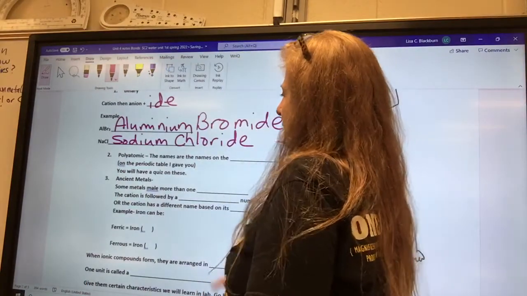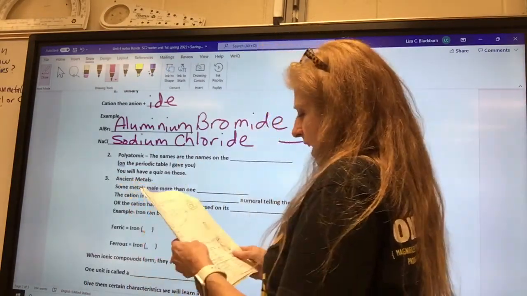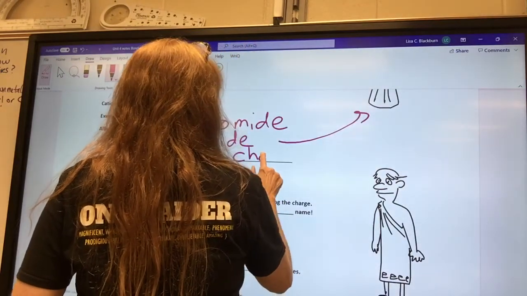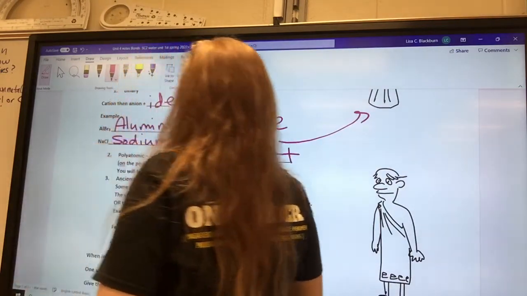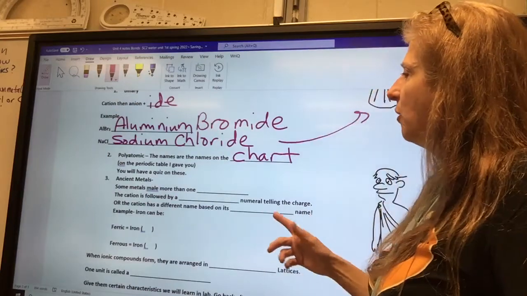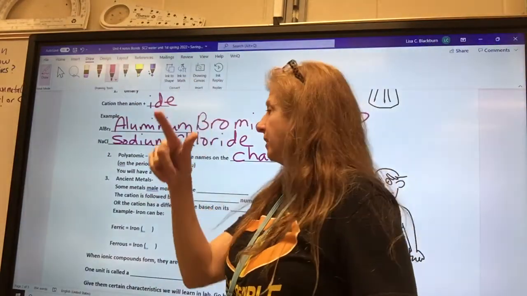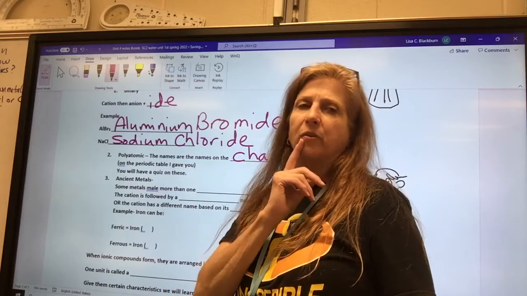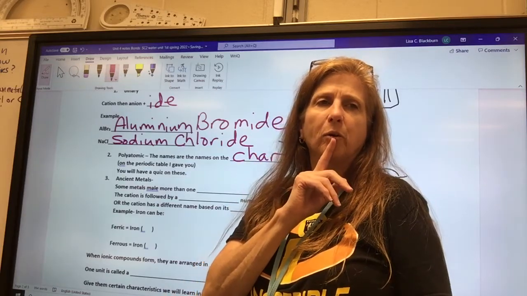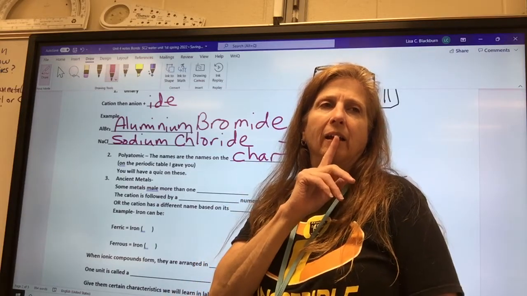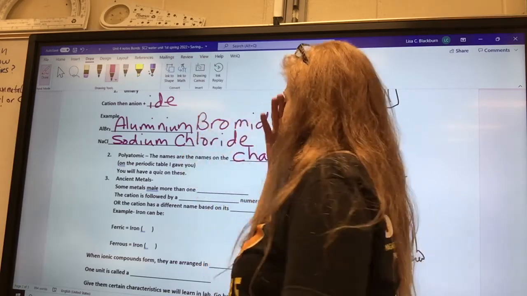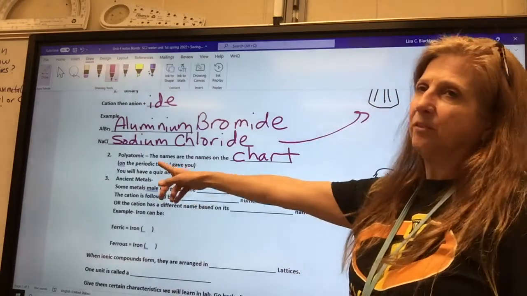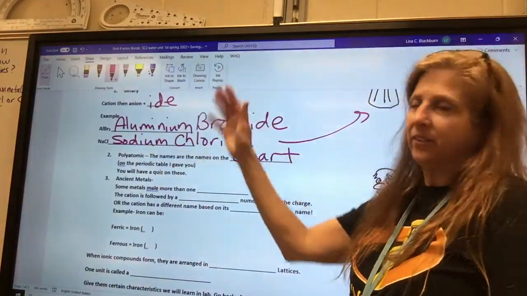Okay, polyatomic. The names are on a chart is where you find them. And they're on a periodic table I haven't given you, I don't say. Oh, look on the back of the periodic table I gave you. I think there are some there. There's some polyatomic ions on the back? Yeah. Okay, good. So some of them are there. Also, the other thing, it says you'll have a quiz on these. Maybe, I haven't decided yet.